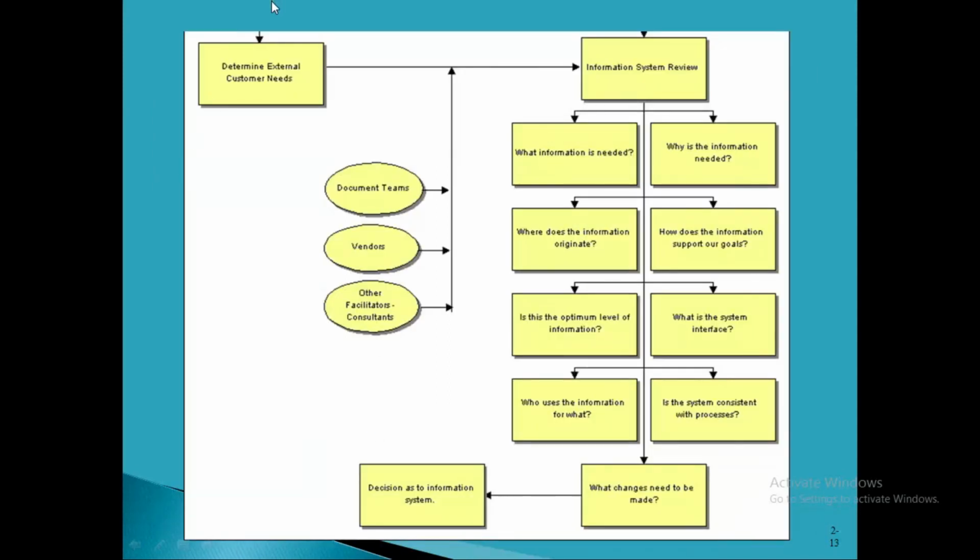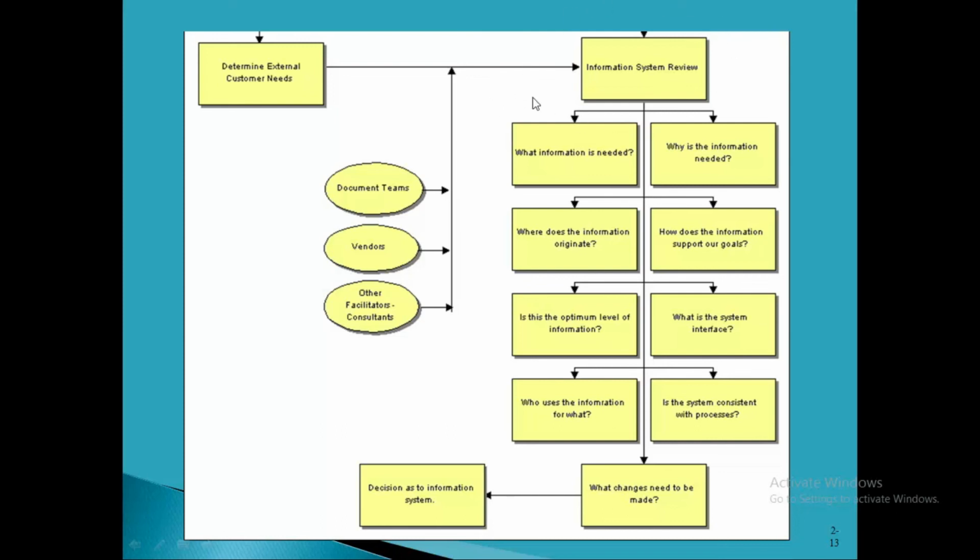Now, continuing the same flow chart. Now the customer needs have been identified. The information system review has got all the documents from the various document teams. Now it gets input from the document teams, vendors, and other facilitators or consultants whosoever are involved within the organization also. Basically, we try to take input from each and every participating member of the organization.